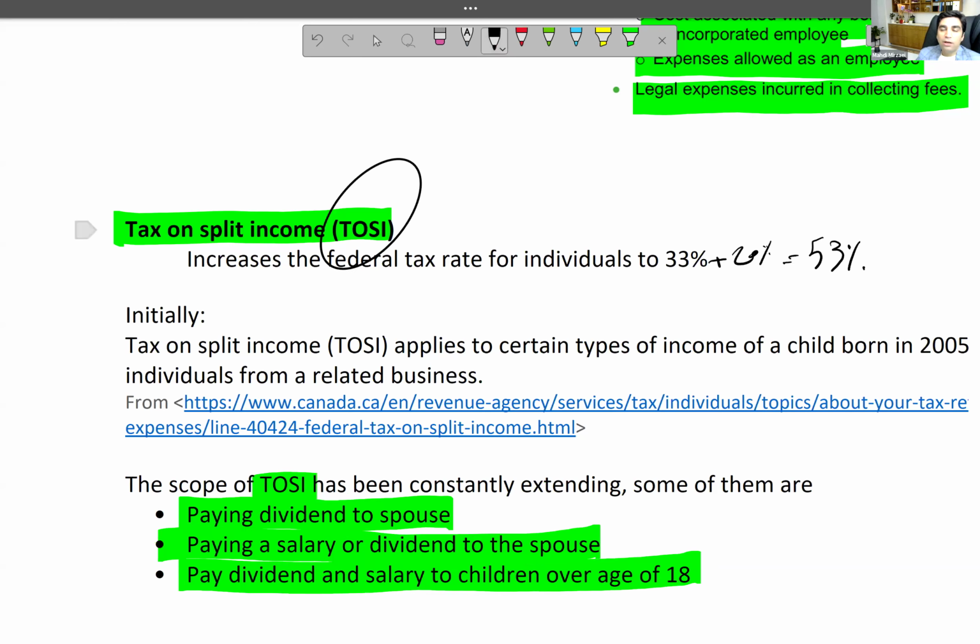I have a client, the guy owns a drugstore, a pharmacy. And then he paid his son $15,000 a year as like a scooter delivery person. And the CRA assessed that one and they classified that one as a TOSI. Poor son has to pay $7,000 taxes on $15,000 made. Almost $8,000 technically. This is how strict CRA is about this one.